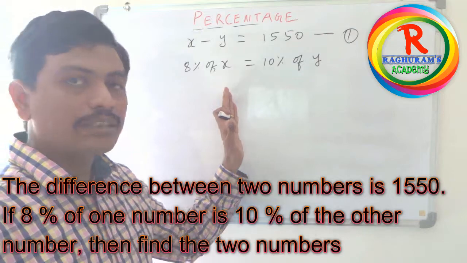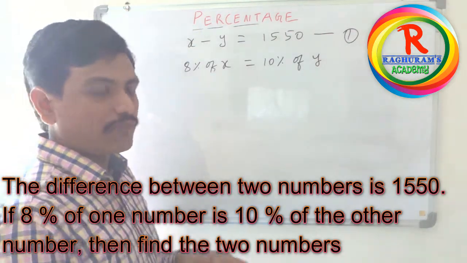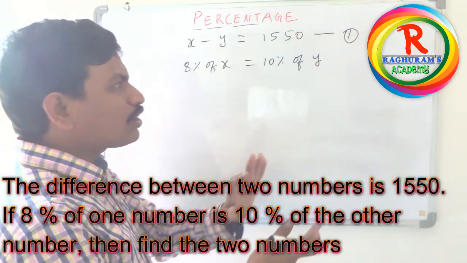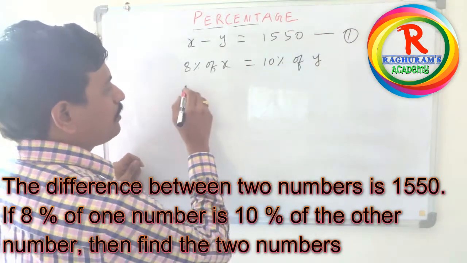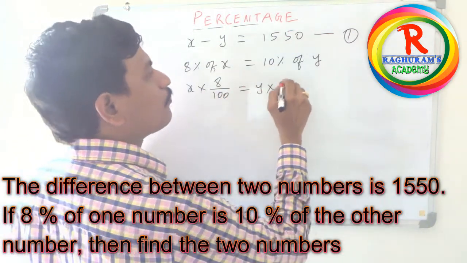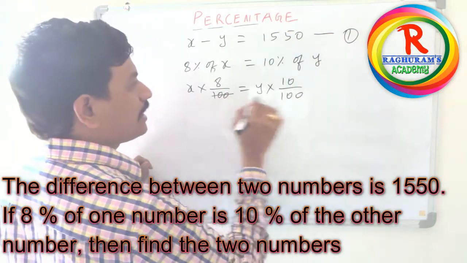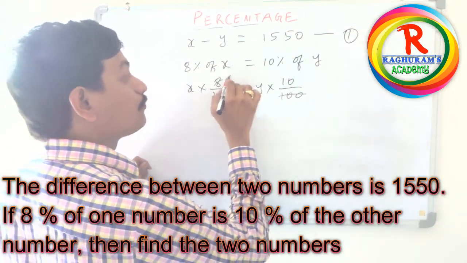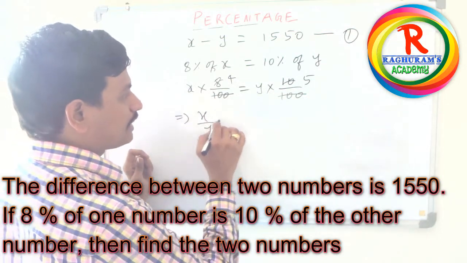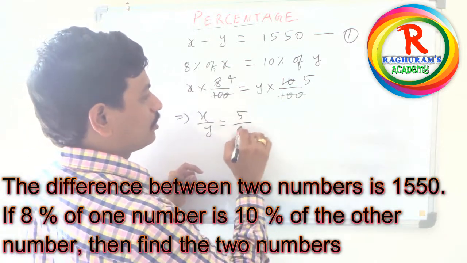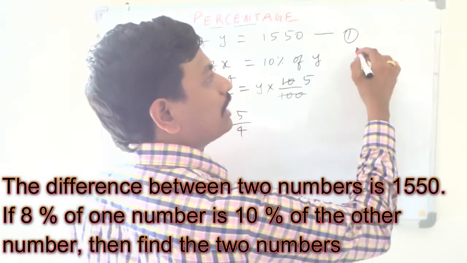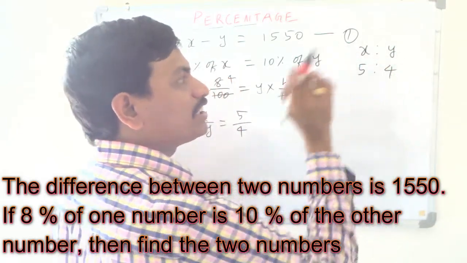We can solve this problem in a different way, but it is somewhat confusing. Just listen. 8% of x is equal to 10% of y. So get the ratio. What do we get? X into 8 by 100, as in the previous problem up to here, is y into 10 by 100. 100 cancels. So 2 4s and 2 5s. So x by y is nothing but 5 by 4. So the ratio is 5:4. X is to y is 5:4.